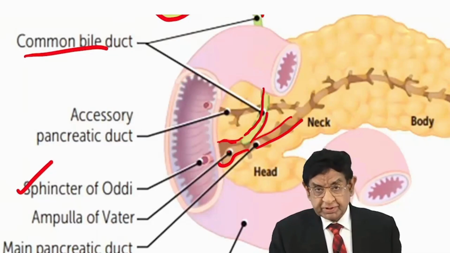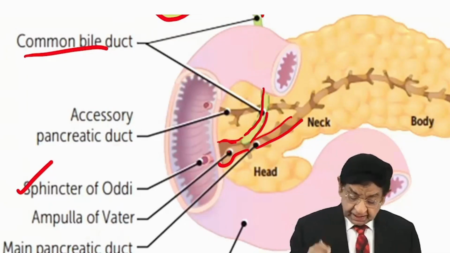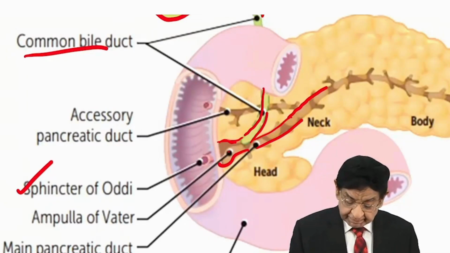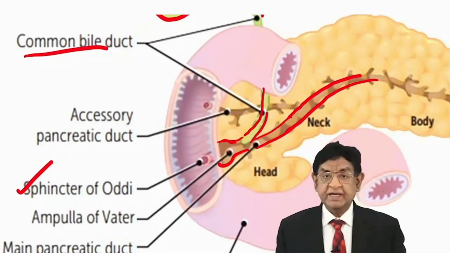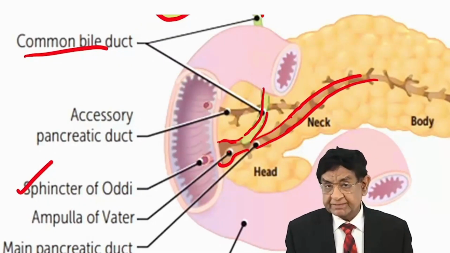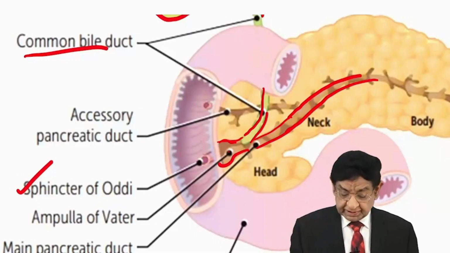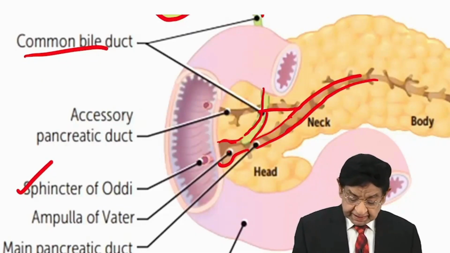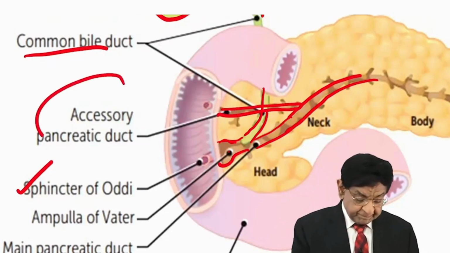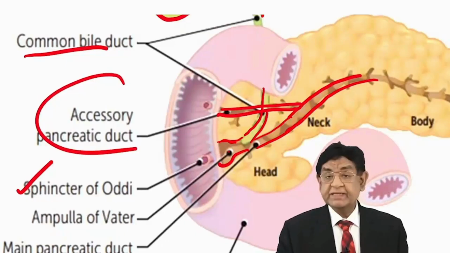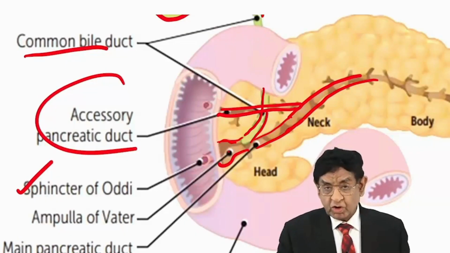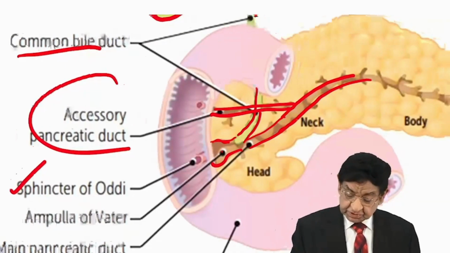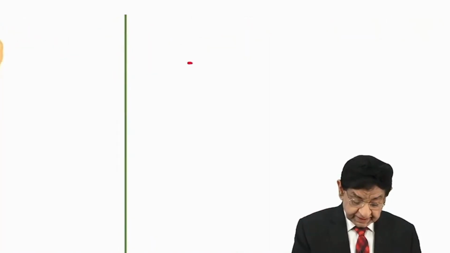But there is an important point to remember. I told you that we have a pancreatic duct which combines with the common bile duct. But the point to be noted is that we have an accessory pancreatic duct that opens separately, not uniting with the common bile duct. So I can make a lovely diagram for your easy reference.